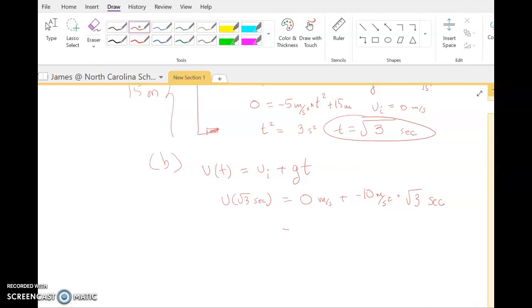So I can, in this case, write square root of 3 seconds. Okay? So finally, I get minus 10 root 3 meters per second. You see one of those seconds cancels, so I get meters per second. Okay, so that's part B.